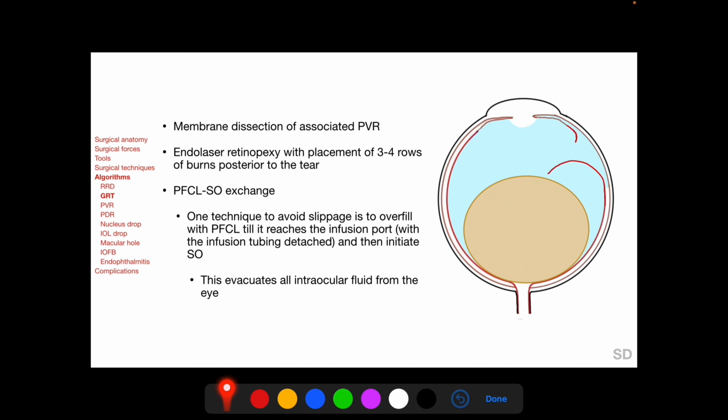Membrane dissection of associated PVR is performed if required, followed by endolaser retinopexy with placement of 3 to 4 rows of burns posterior to the giant retinal tear, followed by PFCL-SO exchange as we have discussed.